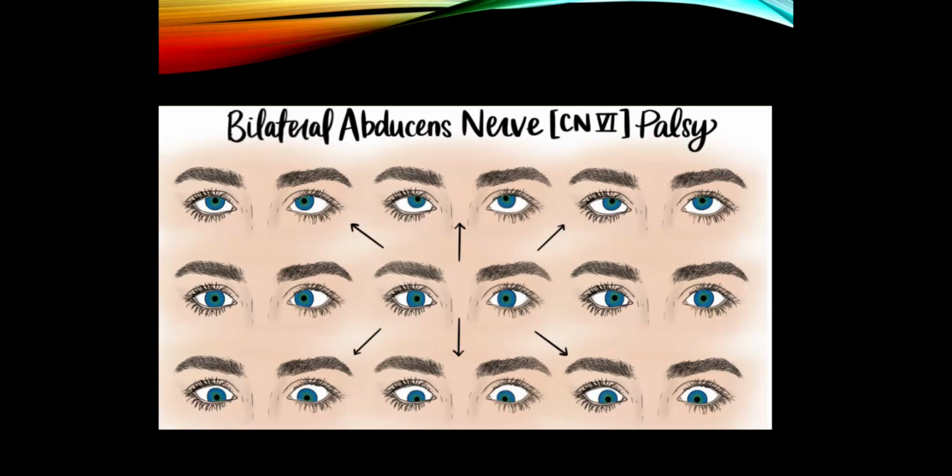So, if you're seeing a patient in the emergency room with headaches and they have a bilateral 6th nerve palsy, it's a neurologic emergency. They have increased intracranial pressure. You need to get an urgent CT scan, figure out what's going on.